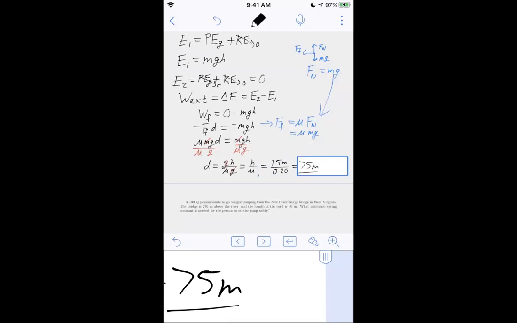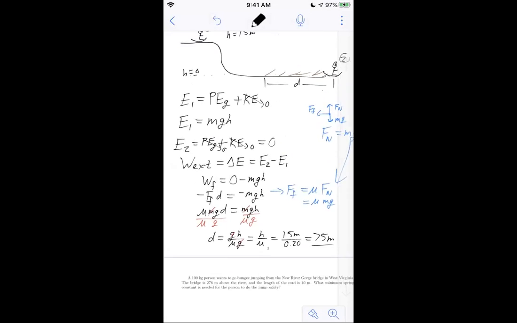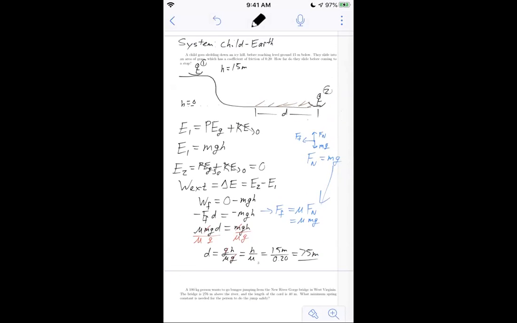Okay, so in this problem, we had a situation where the energy was not conserved, right? So there was external work done by friction. And so whatever energy that we had to start, that was all taken away by friction. And so, in the end, what we're looking for is how far the child went through the grass, but we're using that work as a change in energy to calculate that.